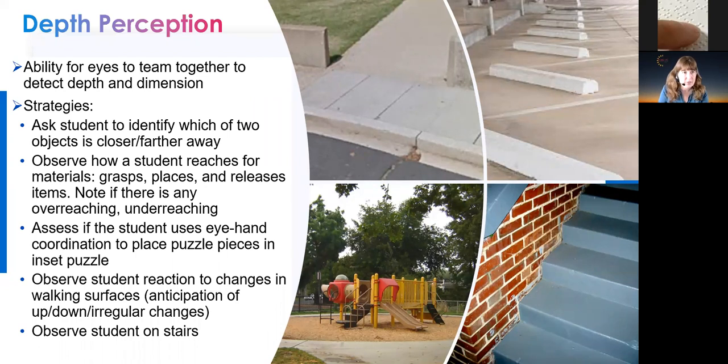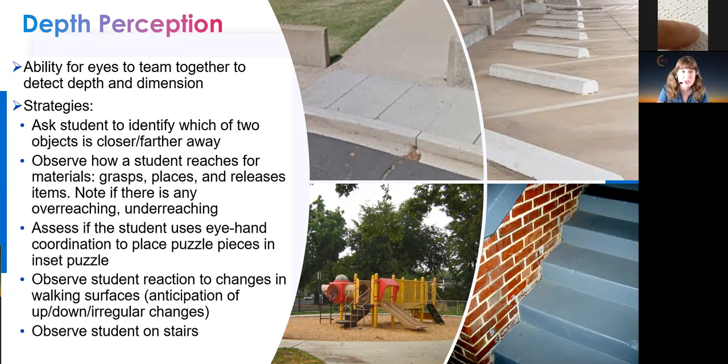Depth perception. This is a great area to assess with observation. It is the ability for eyes to team together to detect depth and dimension. Strategies for assessing this include asking the student to identify which of two objects is closer or further away. Observe how the student reaches for materials, grasps, places, and releases items. Are they overreaching? Are they underreaching? Assess if the student uses eye-hand coordination to place puzzle pieces in inset puzzles. That's great for the younger kids.